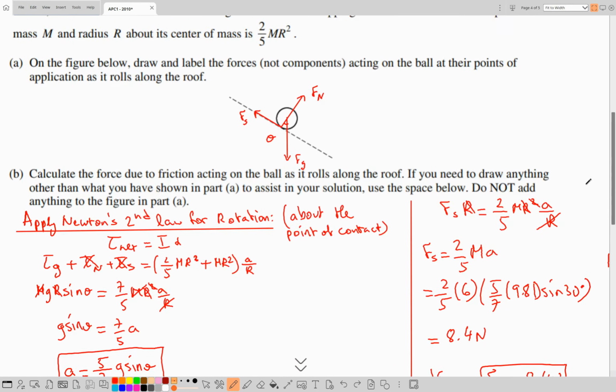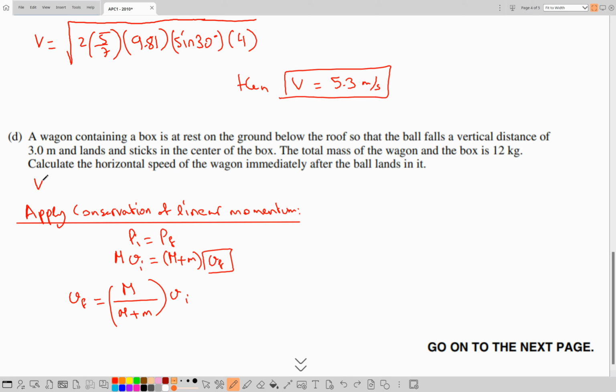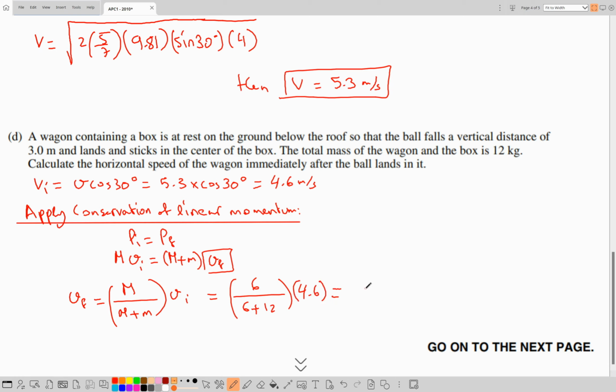So here let me say that vi would be equal to the v that we have determined in the previous part times cosine 30, which is basically 5.3 times cosine 30, and that would be 4.6 meters per second. So that would be 6 over 6 plus 12, a fractional mass, multiplied by 4.6. Plugging that expression on the calculator, we're gonna have a value of 1.5 meter per second. Then the final speed of the system would be 1.5 meter per second.